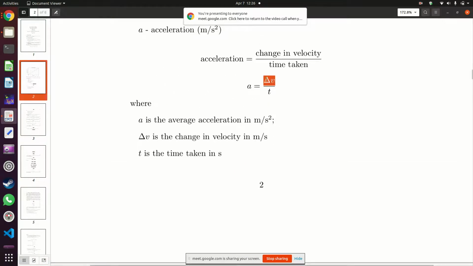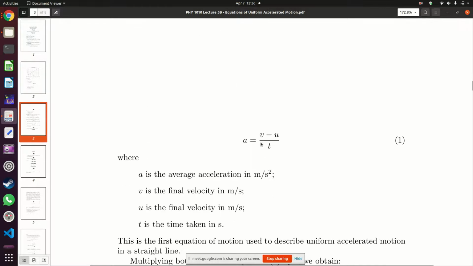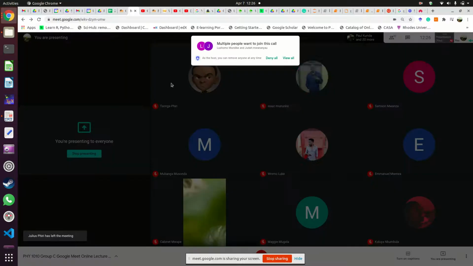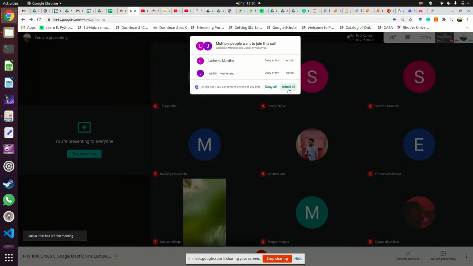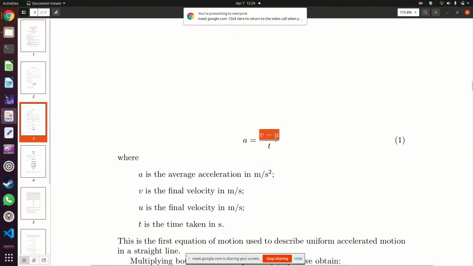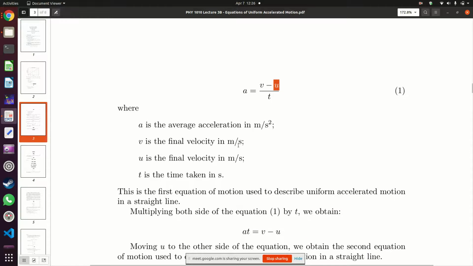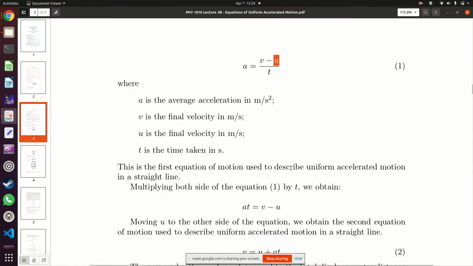This change in velocity, delta v, can be rewritten as v, the final instantaneous velocity, minus u, the initial instantaneous velocity. v is the final velocity after time t, and u is the initial velocity when we just start measuring the time. So we have acceleration equals v minus u divided by time. Here a is acceleration in meters per second squared, v is the final velocity, u is the initial velocity, and t is the time taken.